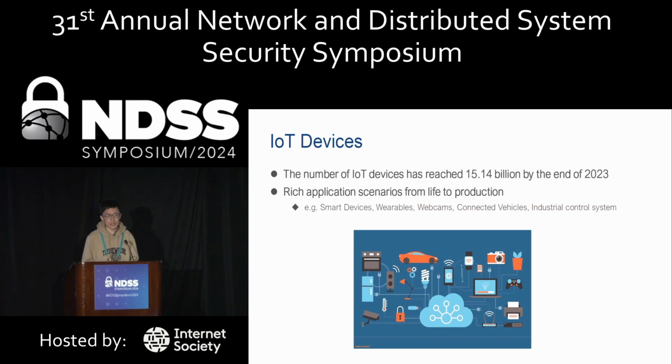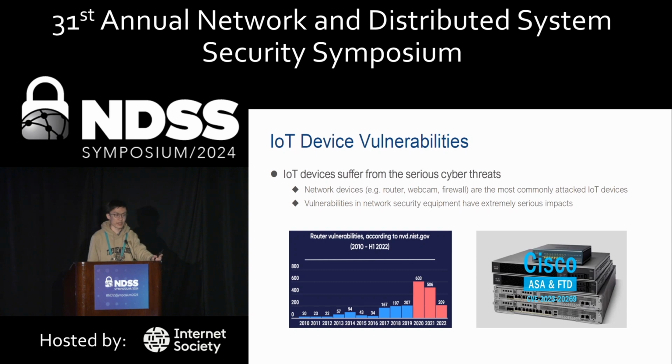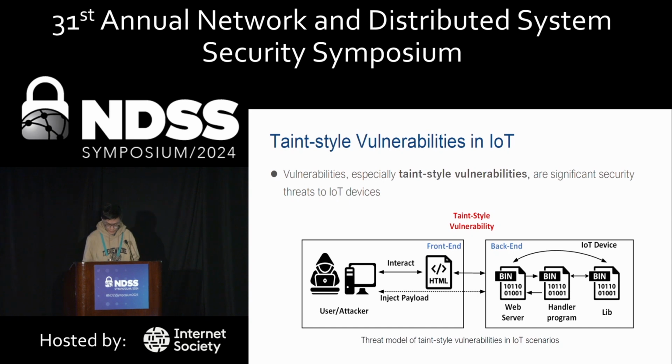The interconnected nature of IoT devices has provided us with convenience and innovation, but also increased the risk of being hacked. The network of devices, such as routers, webcams, and firewalls, are the most commonly attacked IoT devices. Vulnerabilities, especially taint-style vulnerabilities, are one of the fundamental security threats to IoT devices.